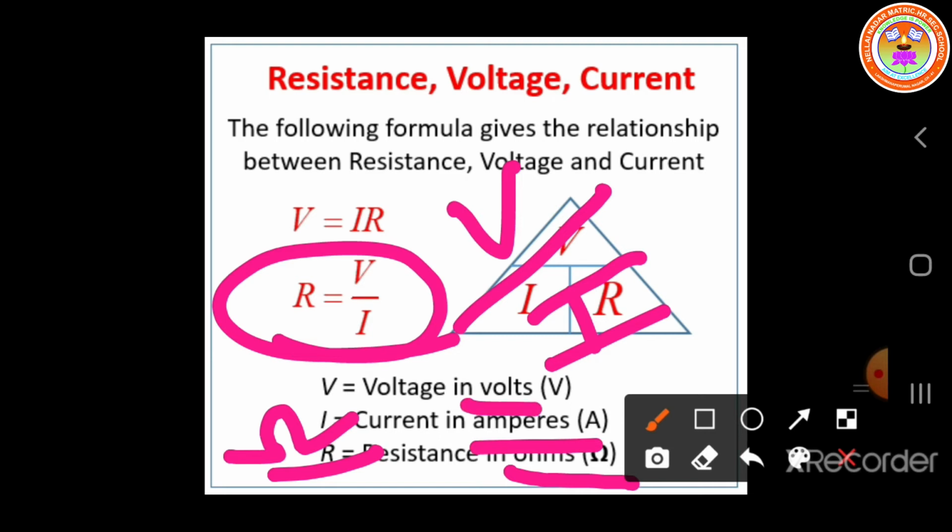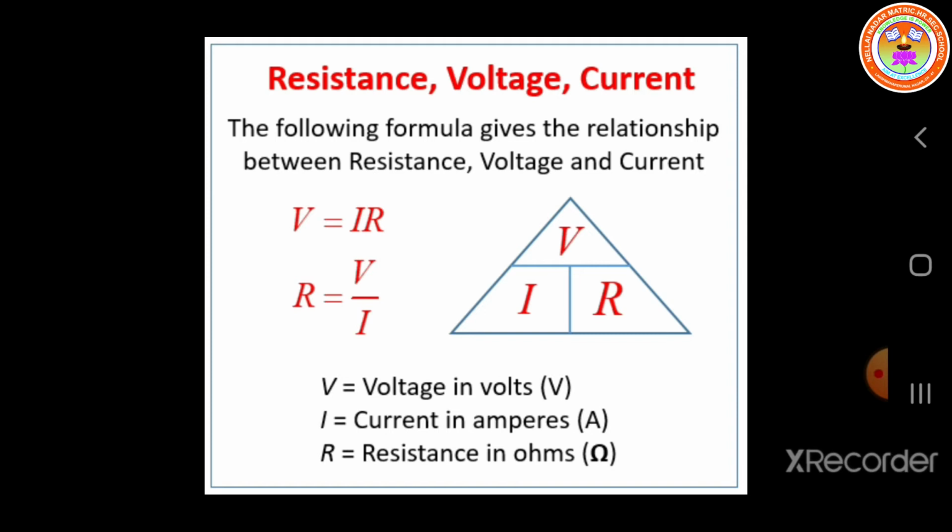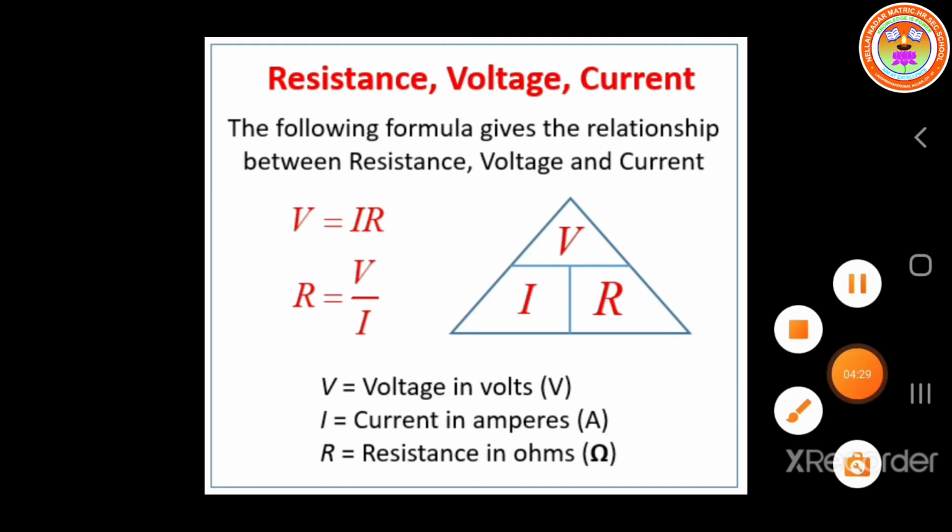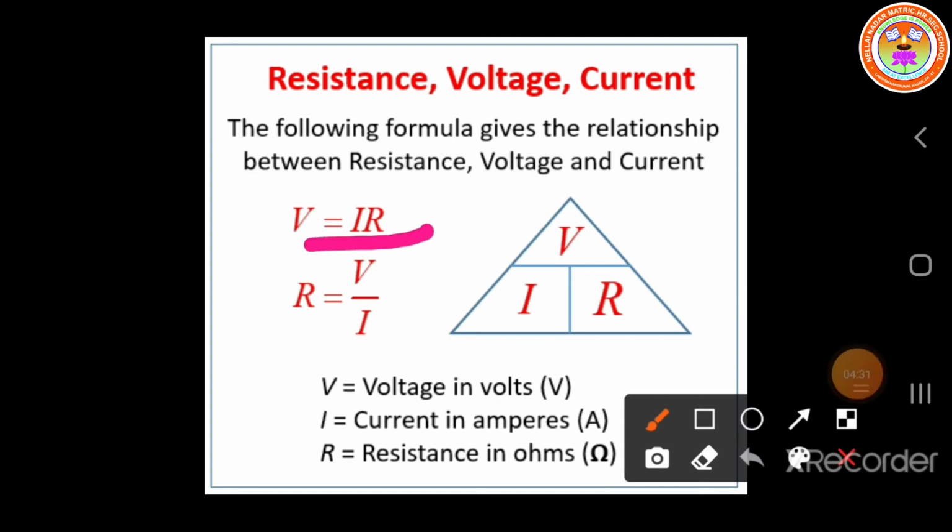Have you understood, students? So what's the formula here? Resistance R is equal to V by I, the ratio between voltage and current. We have taken the resistance formula from voltage equal to IR. Since we need to find R only, we modify the formula accordingly: R is equal to V by I.